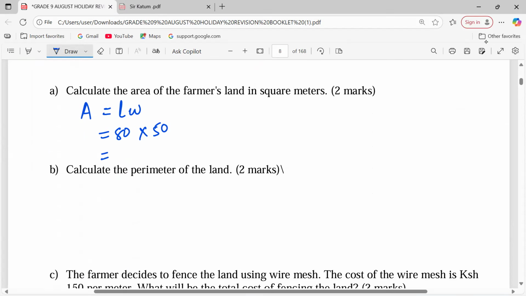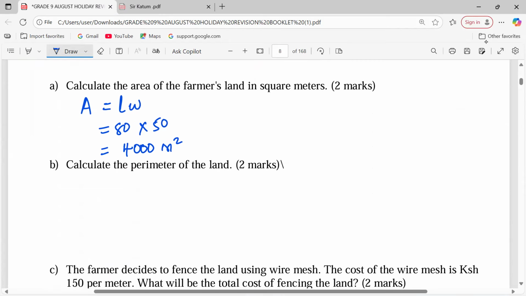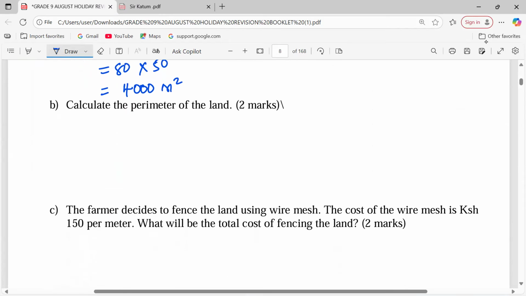So this is going to be 4,000 meters squared. Then in part B, we are trying to calculate the perimeter of the land. For us to find perimeter, we're supposed to know that this is a rectangle. So perimeter is given by 2 times length plus width. In other words, we need to add the lengths of the boundaries. So 80 plus 50.